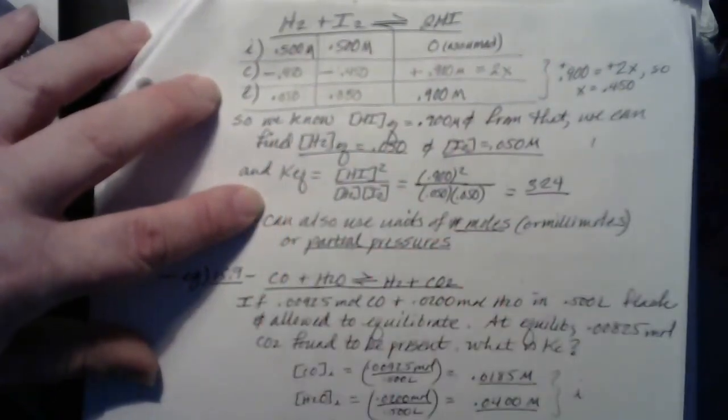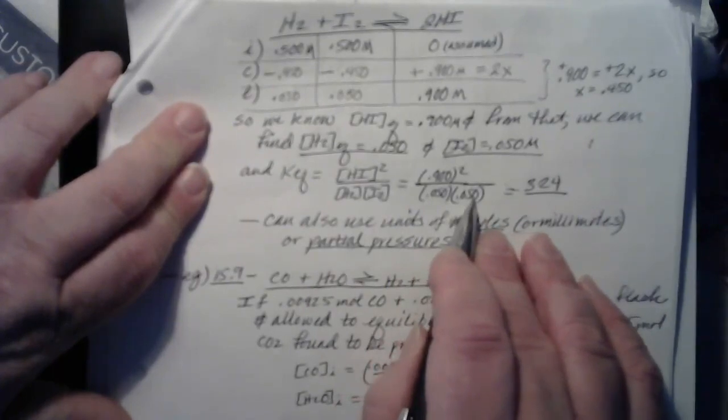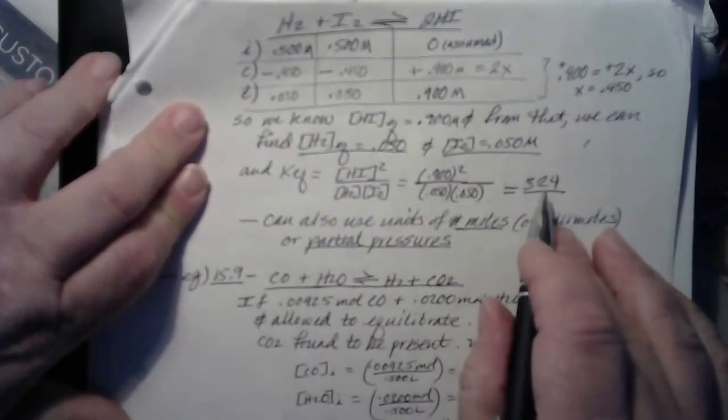Okay, so we can find the KEQ. It's just going to be the HI concentration at equilibrium squared, because of the coefficient of the 2, divided by the concentration at equilibrium of H2 times the equilibrium concentration of I2. So that's going to be 0.9 squared divided by 0.05 times 0.05, and that gives us an equilibrium constant of 324. So there's your KEQ.